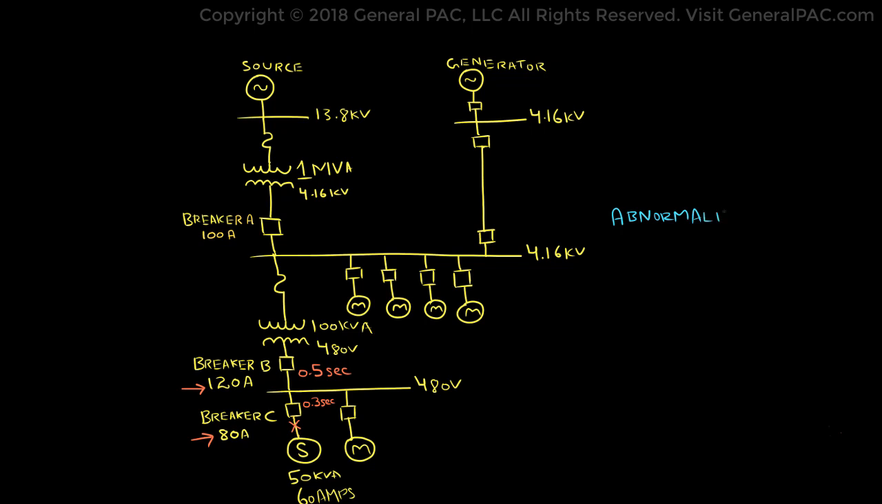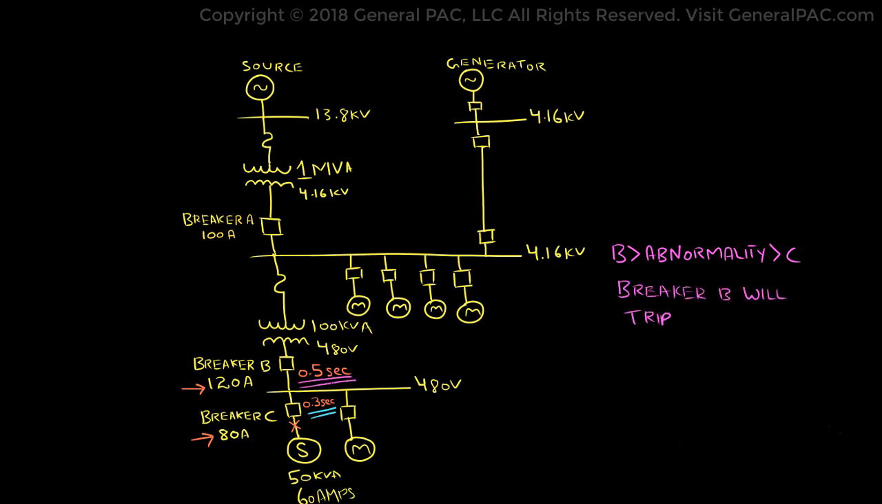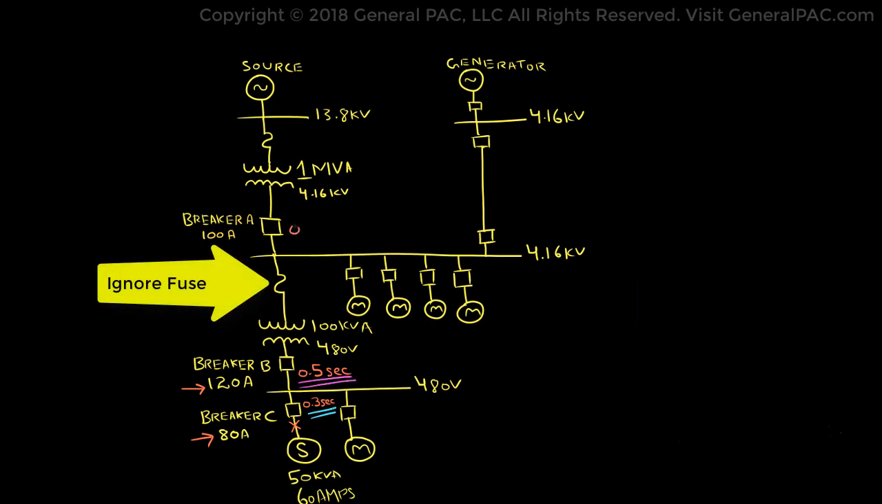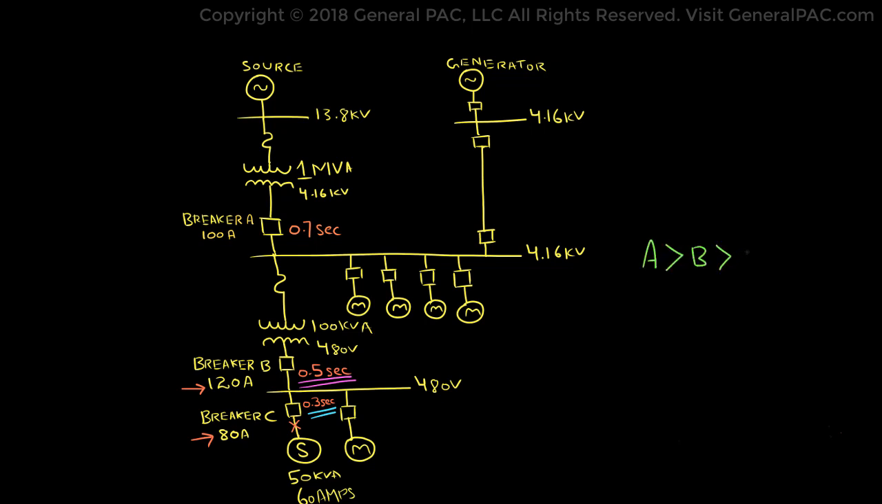Please note that if the abnormally high current was beyond Breaker C, then Breaker C should isolate the abnormality since it has a definite time delay of only 0.30 seconds. If the abnormality is between Breaker B and Breaker C, then Breaker B will isolate the abnormality with a time delay of 0.50 seconds. Following this design, let's select a definite time delay of 0.70 seconds for Breaker A. Similar operations now occur between Breaker A, Breaker B, and Breaker C.